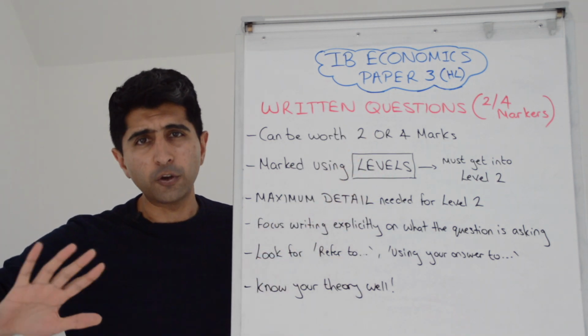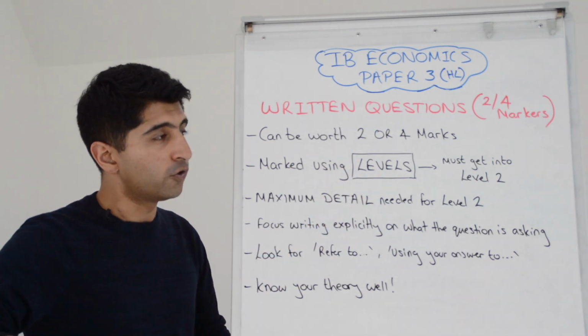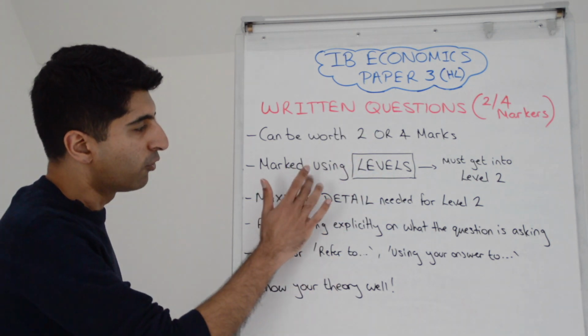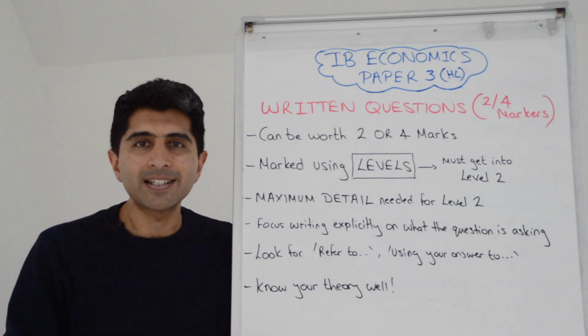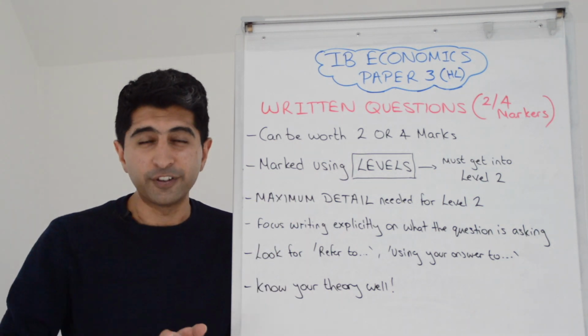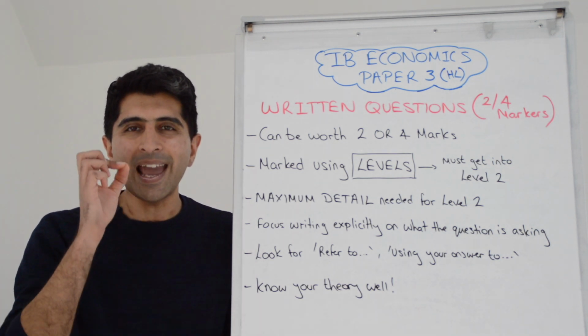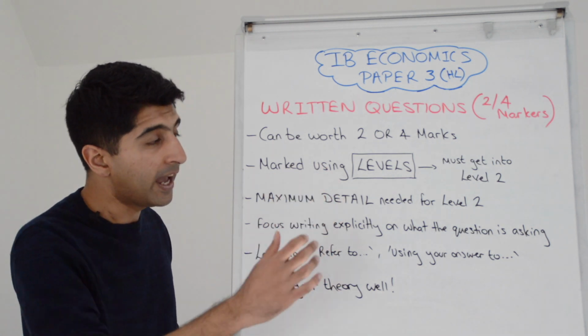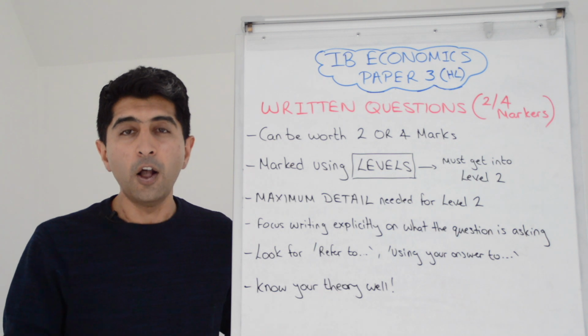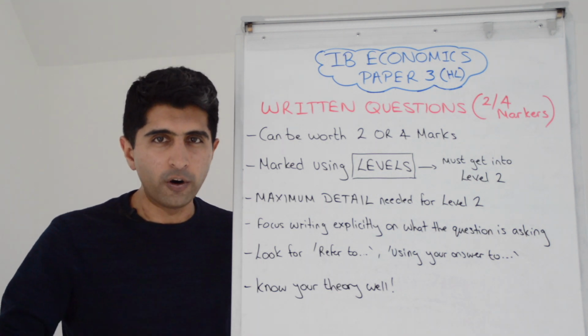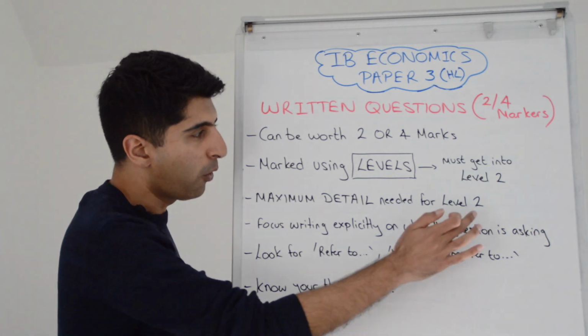So there'll be no calculations at all for these questions. You just need to write in detail. Remember that these questions are marked in levels. You'll have a level zero, level one, and a level two. Your job, obviously, is to try and get into level two. Level two will mean you get two out of two if it's a two marker, or you get three or four out of four if it's a four marker. So naturally, we're aiming for level two.